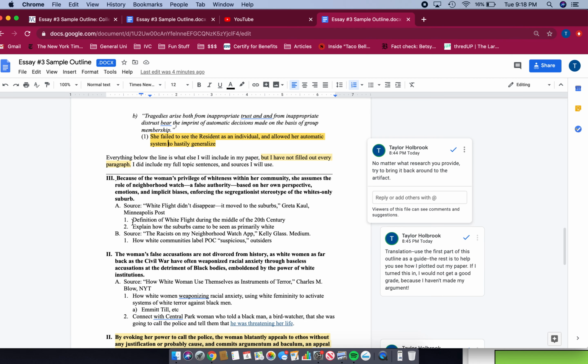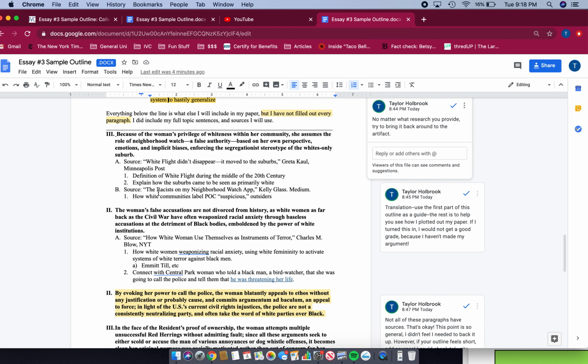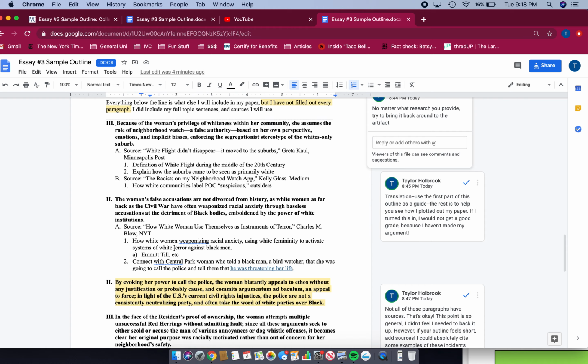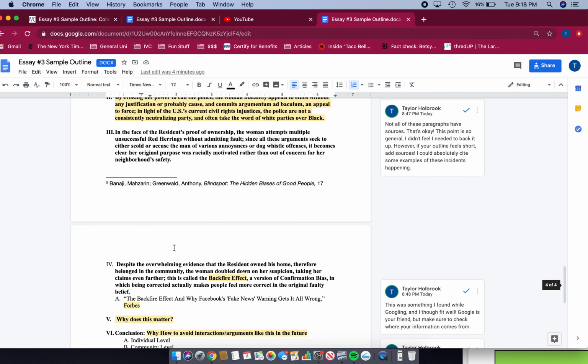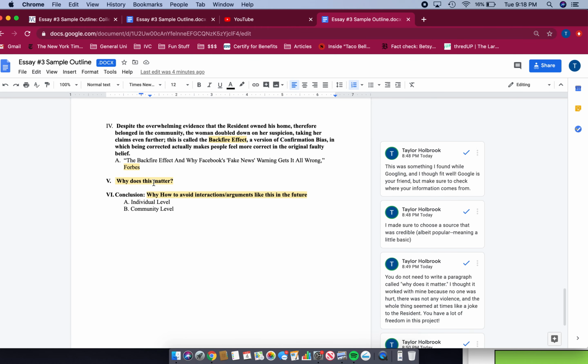So everything under this line, I didn't fill out completely. I made a note of that, but I did want to give you what my paragraphs were going to be and the sources that I found for those. If you have any additional questions about how I would use these, please let me know. But I want to move to the end.